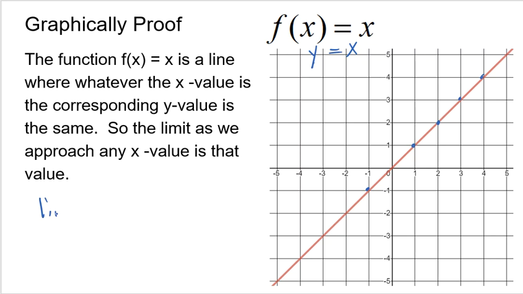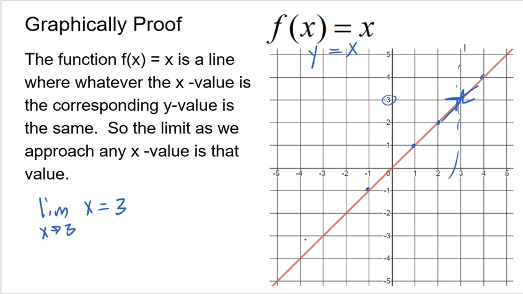But check this out. If we do a limit as x approaches, let's say 3, of the function x, well, here's 3. And if I approach 3 from the left, if I approach 3 from the right, I'm at 3. And again, that makes sense because the y value that corresponds to x being 3 is also 3.